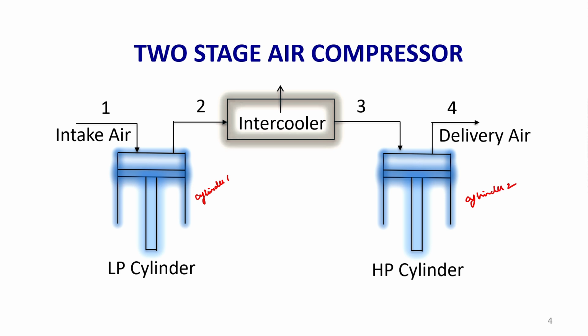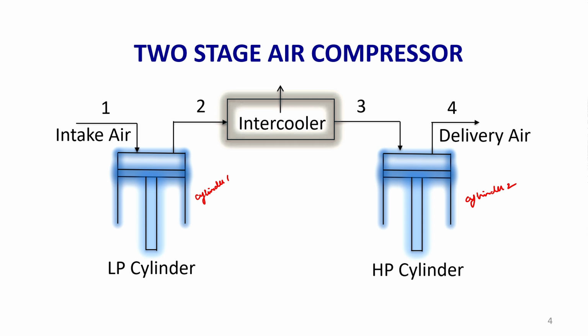So, the air is first admitted in the low pressure cylinder through the suction valve, through the inlet valve. Of course, the valves are not shown, but they will be there. So, air is taken during the suction stroke through the inlet valve in the low pressure cylinder. As the piston moves from BDC to TDC, it is compressed, where the pressure and temperature of the working fluid is raised, and the compressed air goes to the intercooler.